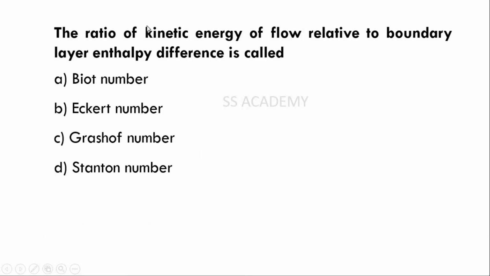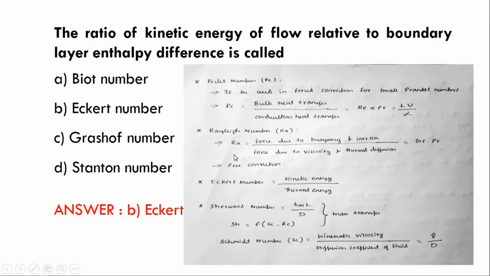Next question is, the ratio of kinetic energy of flow relative to boundary layer enthalpy difference is called, option A Biot number, option B Eckert number, option C Grashof number, and option D Stanton number. Okay, so the answer is option B Eckert number. The ratio of kinetic energy of the flow relative to the boundary layer enthalpy difference is called the Eckert number.